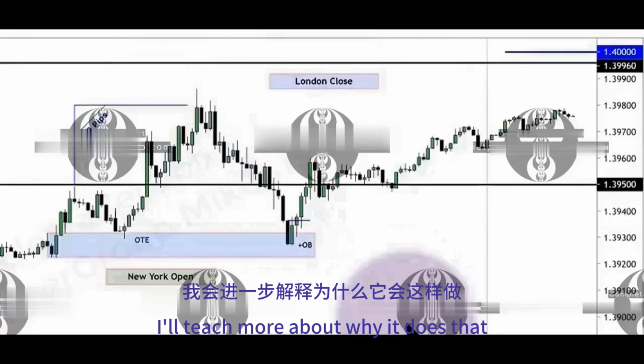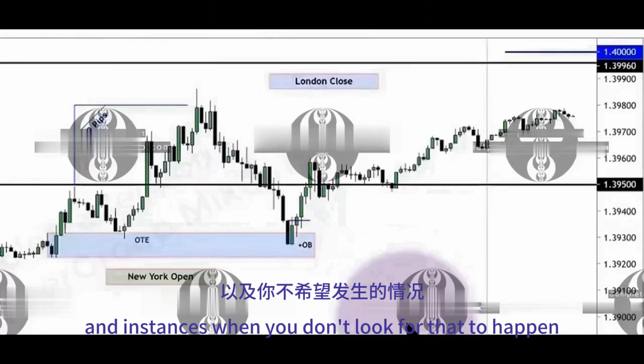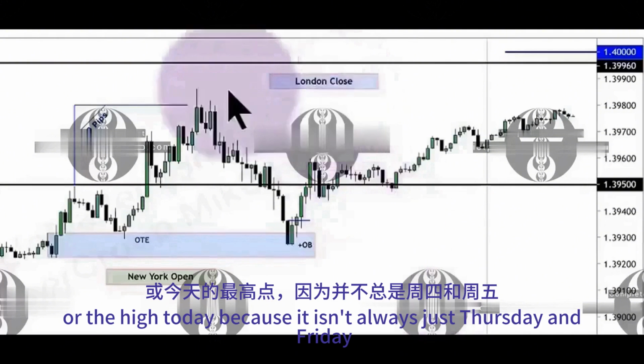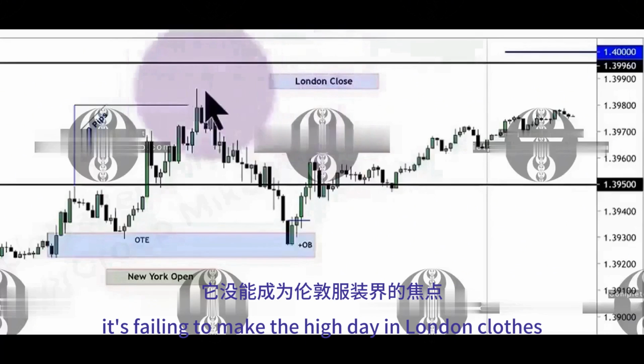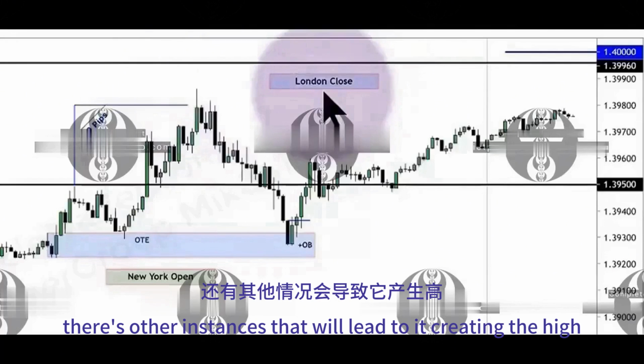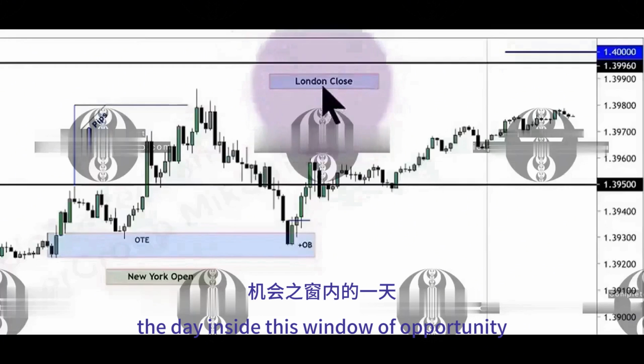I'll teach more about why it does that and instances when you don't look for that to happen and you can wait for London close to give you a better exit or the high of the day. Because it isn't always just Thursday and Friday. It's failing to make the high of the day in London close. Sometimes there's other instances that would lead to it creating the high of the day inside this window of opportunity.